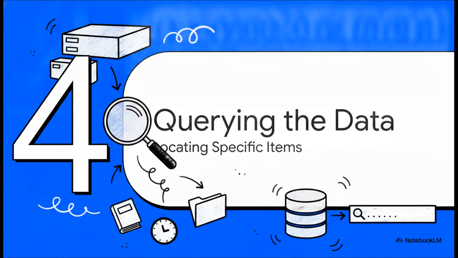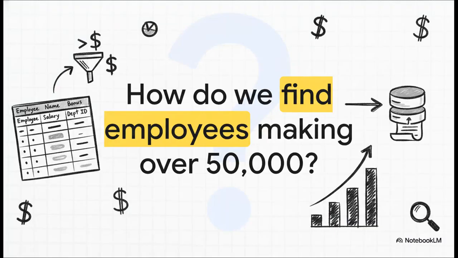Let's dive into Section 4, Querying. Basically, asking the data questions so we can locate specific items. Let's pose a real-world scenario here to show you just how powerful a well-crafted database query can be. Imagine we've got an employee table. It has columns for employee number, name, salary, bonus, and department ID.